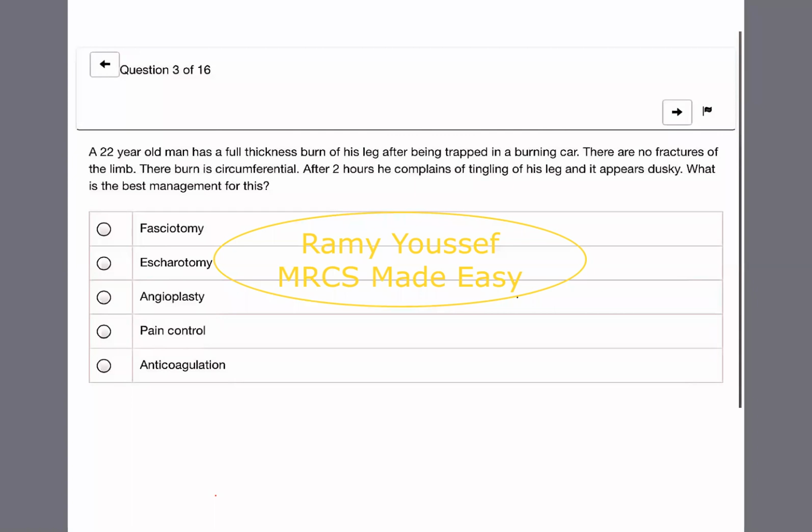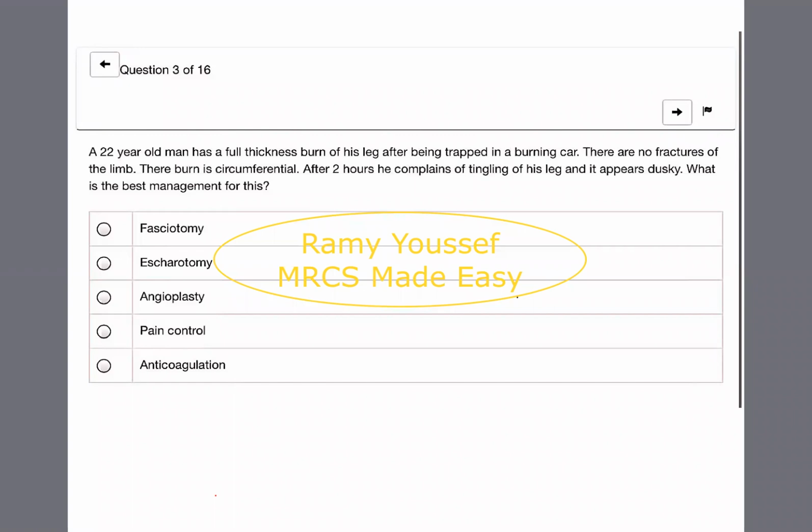I will go for escharotomy, but then I'm thinking maybe the patient has developed compartment syndrome. But my first answer will be escharotomy. Perhaps fasciotomy, but escharotomy is my first answer. So you go for escharotomy.